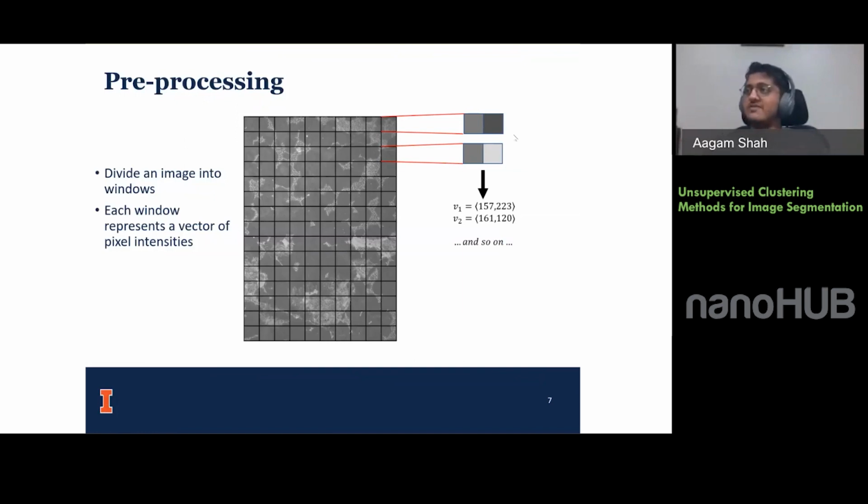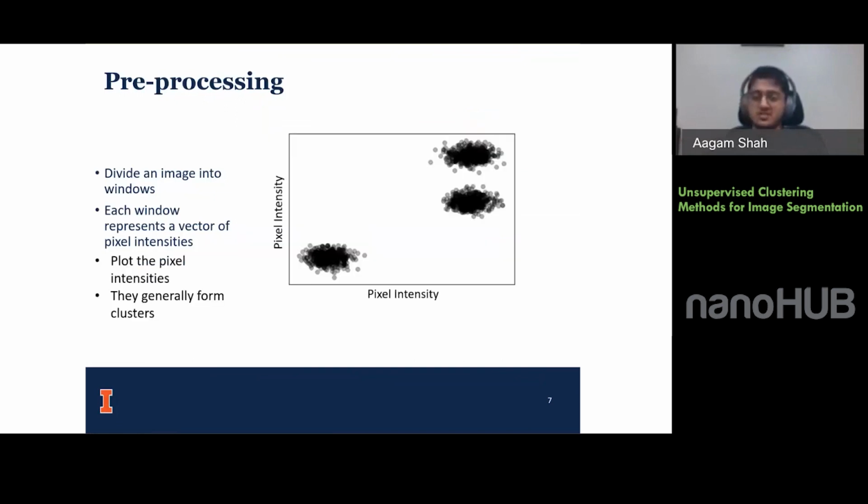Now, since we have only 2 pixels here, the first pixel can be plotted on the x-axis, the second pixel can be plotted on the y-axis, and we can have a 2D plot of the pixel intensities. Something like this. Now, when we classify these intensity vectors in this plot, we generally tend to see that they form clusters, and the goal is going to be to identify which one of these clusters, or which 2 of these clusters, is graphene and which ones are not.